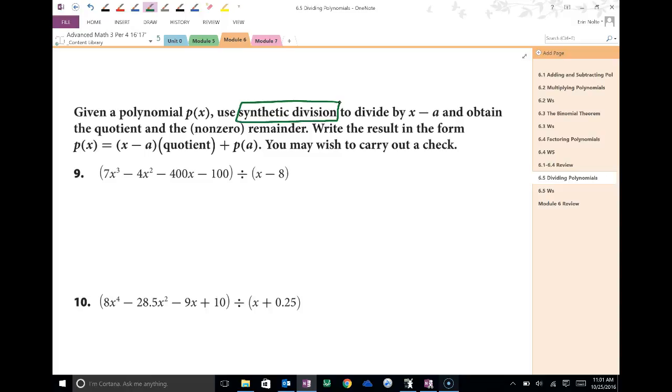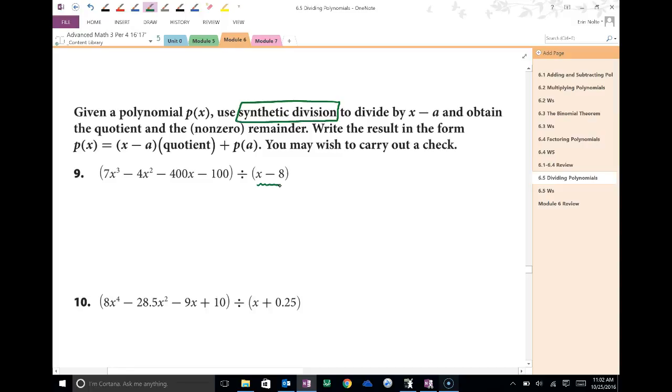Now, you can't always use synthetic division. You can only use synthetic division when your divisor is linear. Okay, so everybody understand what I mean by linear? It's like x plus 2 or x minus something. You can't have anything bigger than an x.